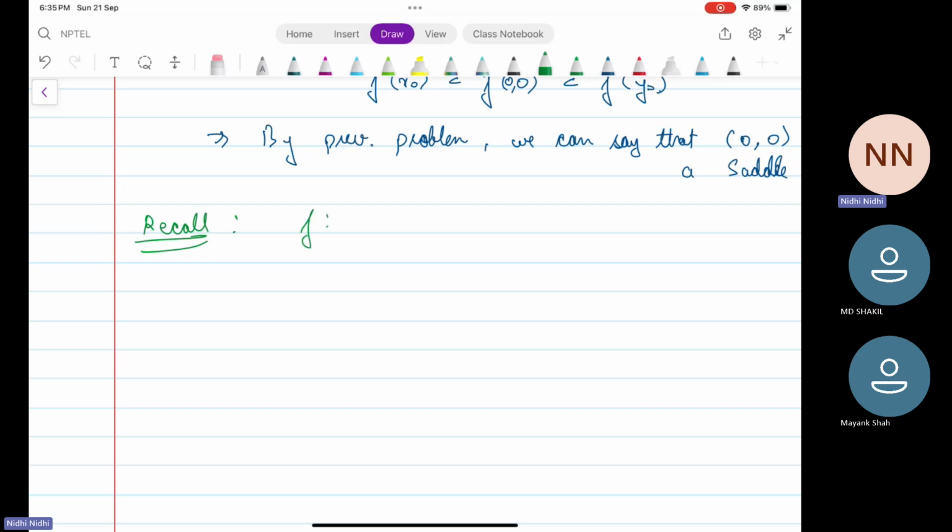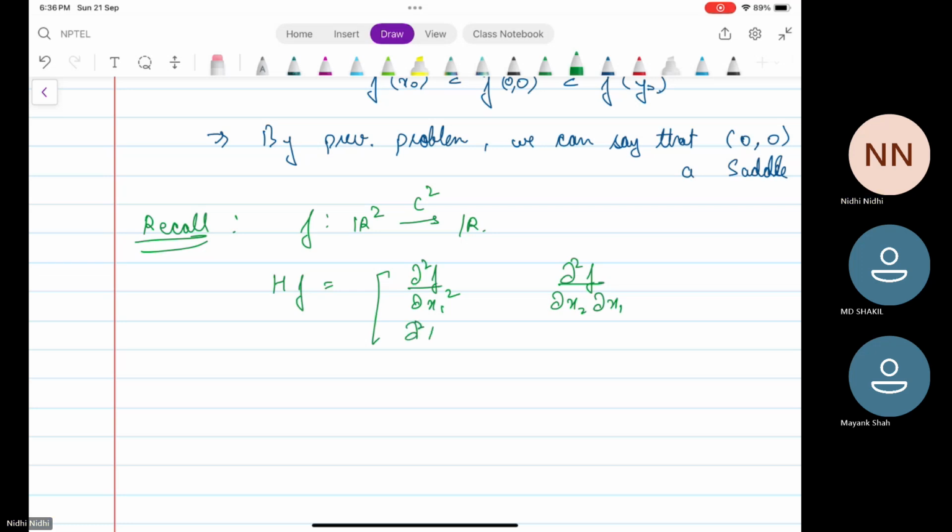If our function f is from R2 to R, in that case the Hessian of f has the a11 component, which is the partial derivative with respect to the first variable two times, del 2f by del x1 square. Then we have a12, with respect to the second and with respect to the first, del 2f by del x2 del x1, and then del 2f by del x2 square.